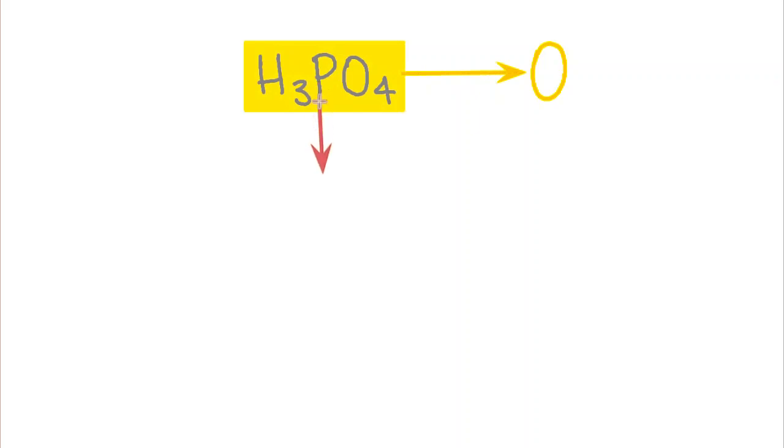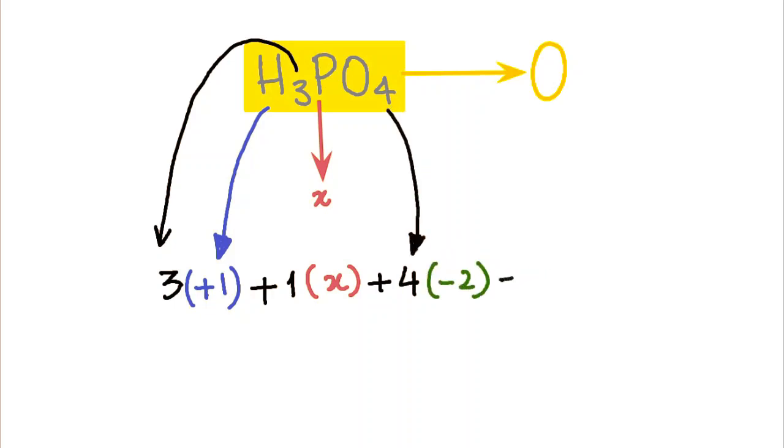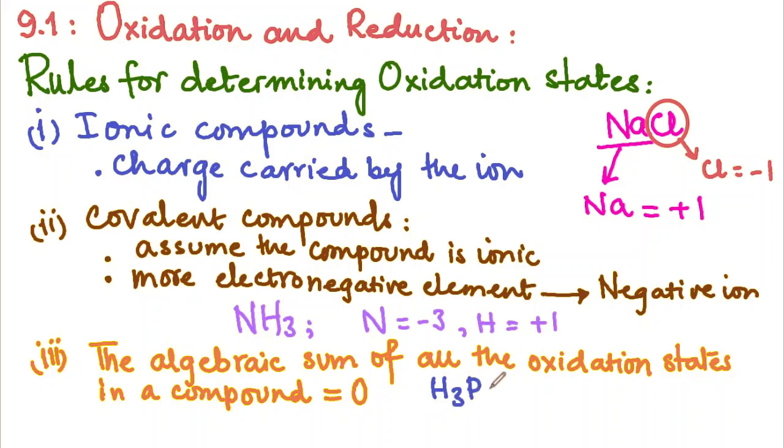Let's say the oxidation state of the unknown element is X. As we know that the oxidation state of hydrogen is +1 and there are 3 atoms of hydrogen, we'll multiply the oxidation state of hydrogen by 3. Now we know that there's only 1 atom of phosphorus in this compound with an unknown oxidation state of X. In addition to that, there are 4 atoms of oxygen, each having an oxidation state of -2, and the overall oxidation state of this compound should be equal to 0. Now solving this equation, we can find out that the oxidation state of phosphorus is equal to +5. So this is a very easy but effective way of finding out the oxidation state of any element present in a compound whose oxidation state is difficult to predict.